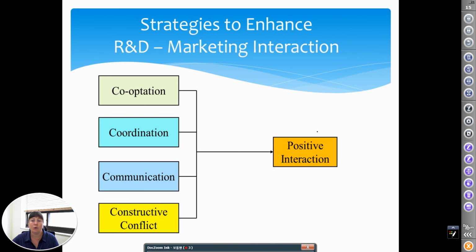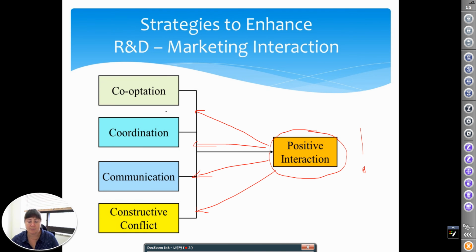So the task for us, the main goal though, is to reach the positive interaction. The positive interaction we can find through these 4 strategies. What are they? Let's discuss each of these strategies. The first strategy, cooptation. What does it mean?